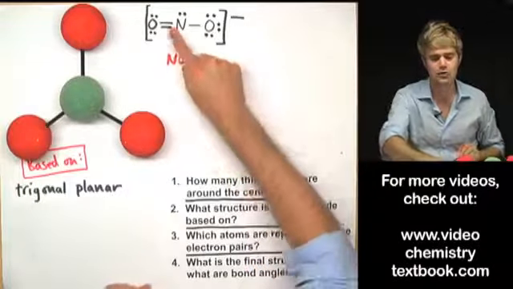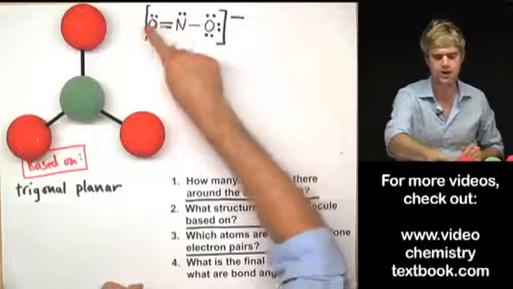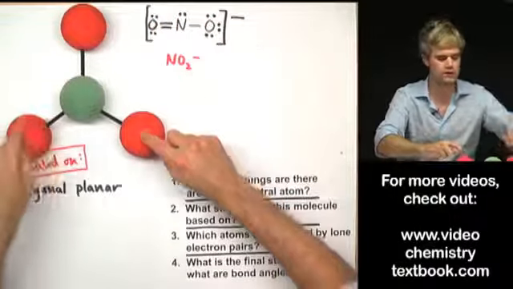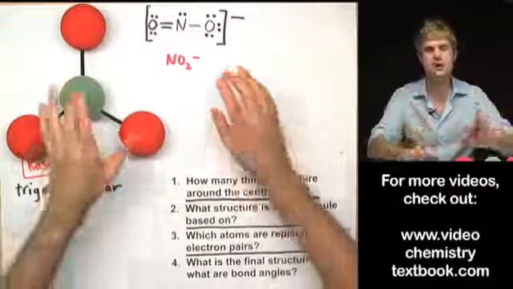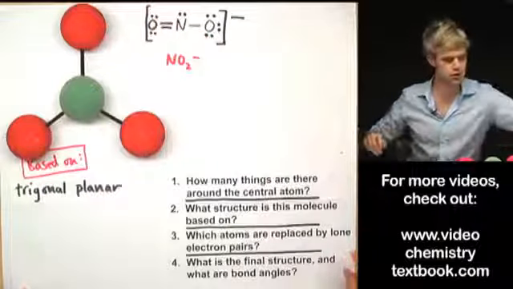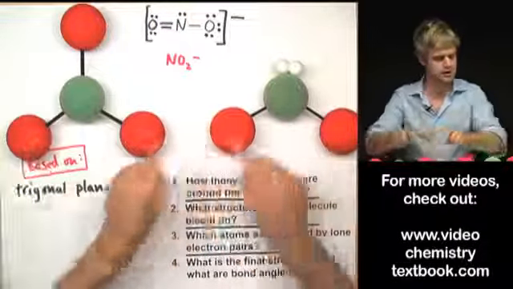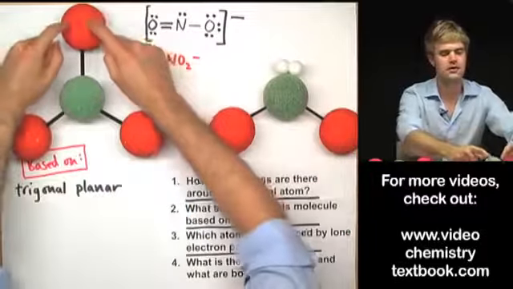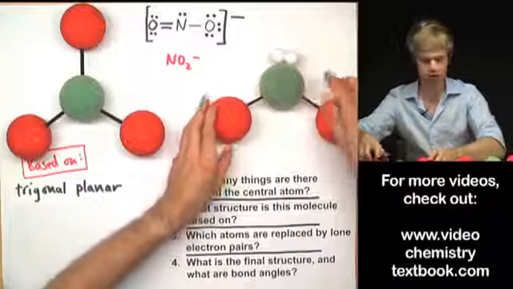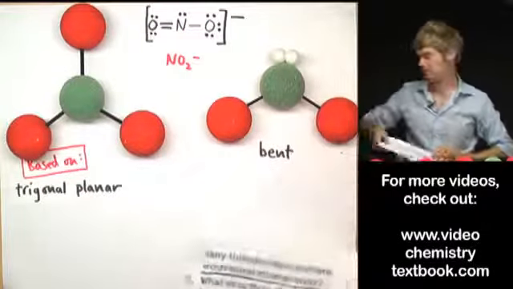So NO2 has two bonds to oxygen, these two oxygens, but then it has this lone electron pair. So that means that one of these three atoms is replaced by a lone electron pair in NO2. So the structure is going to look like this. Look at how similar it is to the trigonal planar shape, but this atom here has been replaced by the unshared electrons that are up there. So that is going to give us this bent shape.